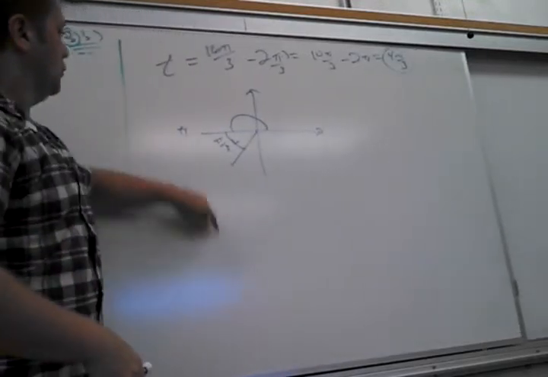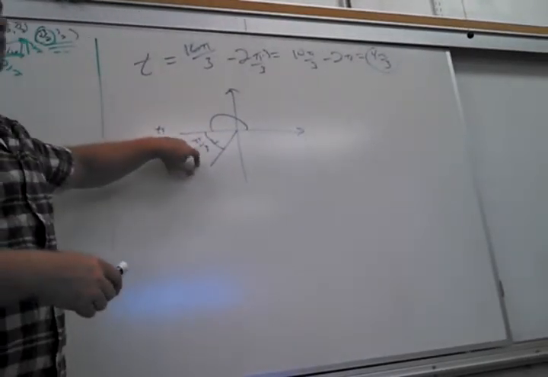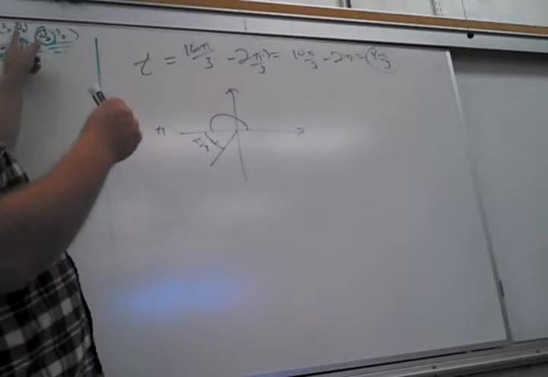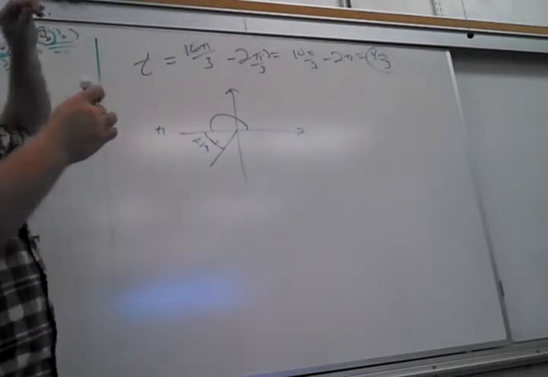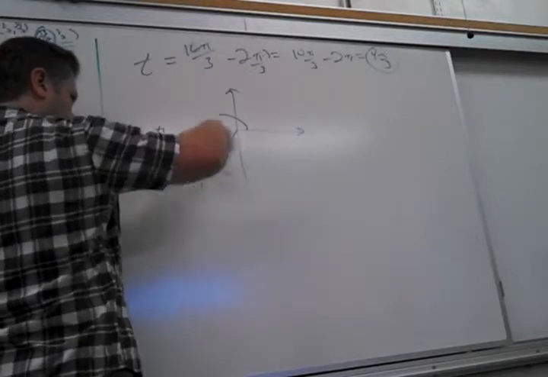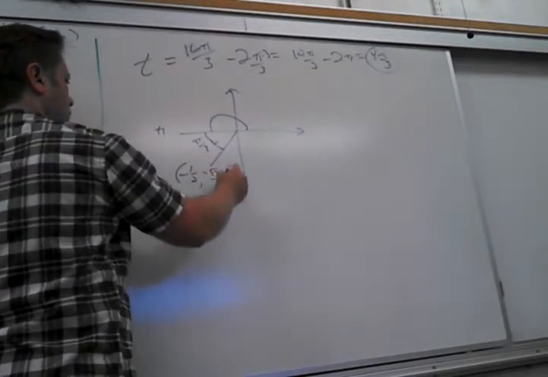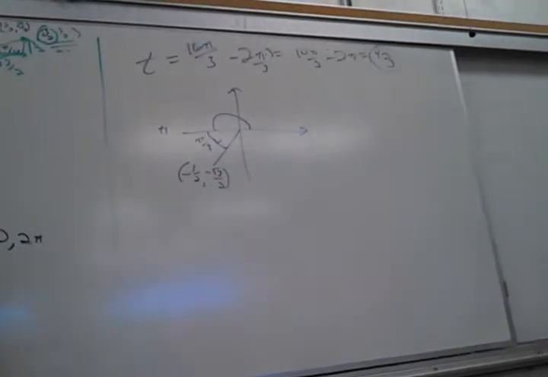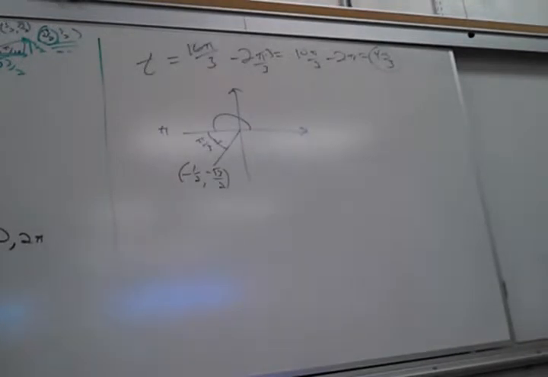Alright, so now, what values would this have then? Pi over 3 in general has the values 1/2 and root 3 over 2. It's going to be negative 1/2, negative root 3 over 2, they're both going to be negative now because I'm in the quadrant where they're both negative. Cool, I like it.